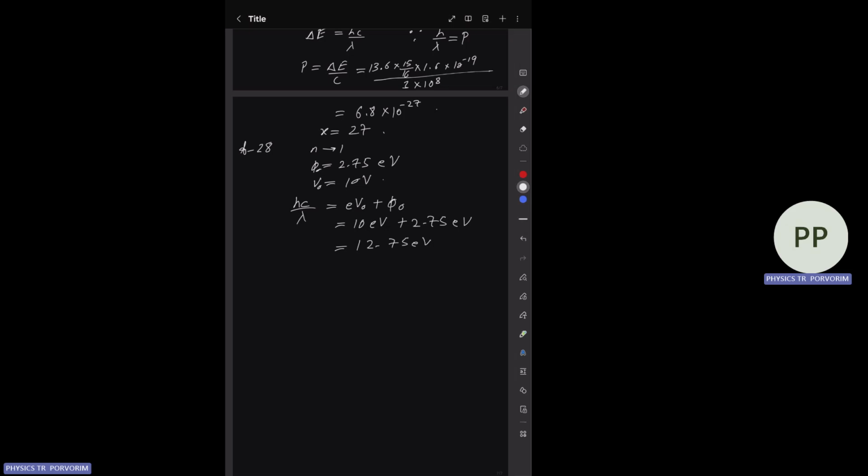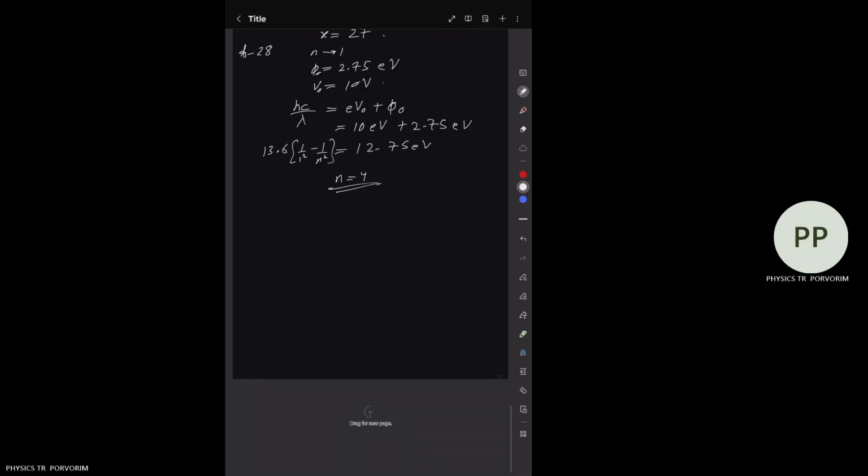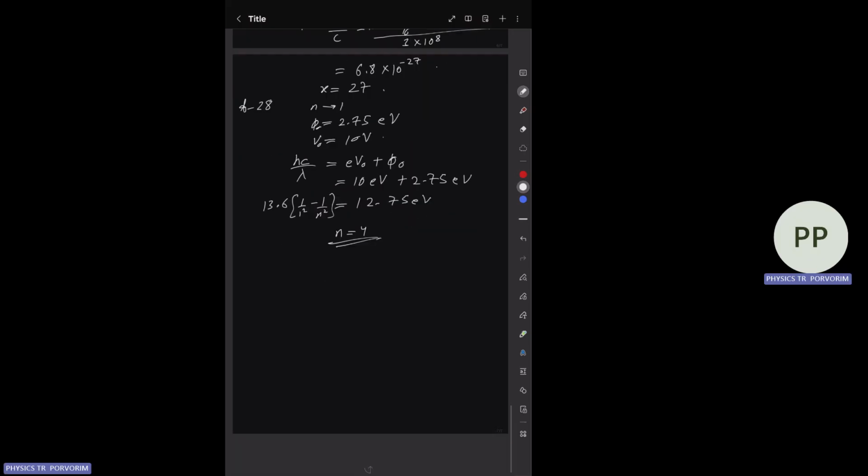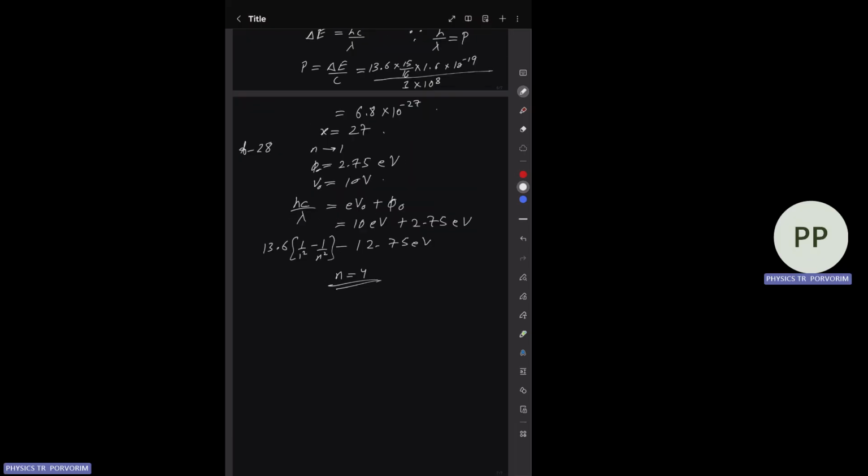On the other side, hc by lambda is the photon emitted, so it can be written as 13.6 times (1 by 1 square minus 1 by n square). Now we have the equation in which only n is unknown. By simplifying and solving the equation, we'll get n equal to 4. Also, both sides are in electron volt, so the electron volt will be cancelled on both sides.